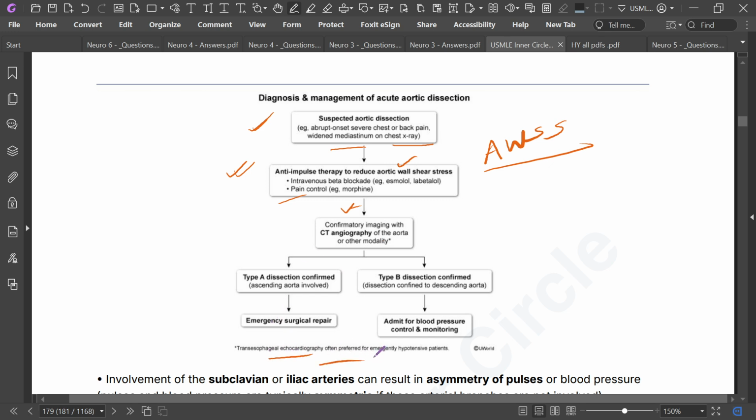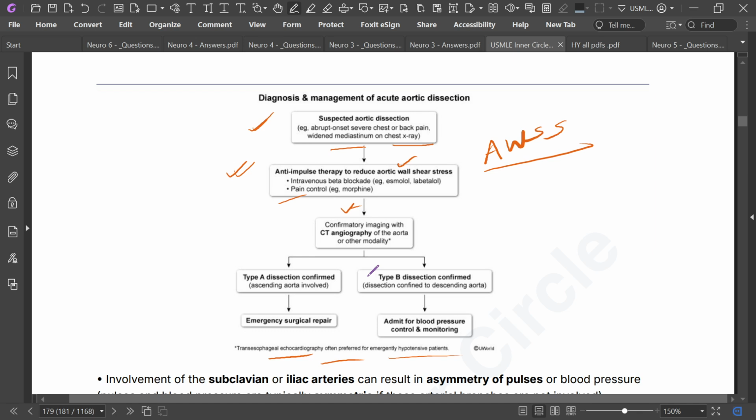If the patient is hypotensive, if the patient is not clinically stable, then you should go for transesophageal echo. If the patient is hypotensive, you are thinking about aortic dissection, so go for transesophageal echo. If the patient is not hypotensive, CT angiography of the aorta or other modality.